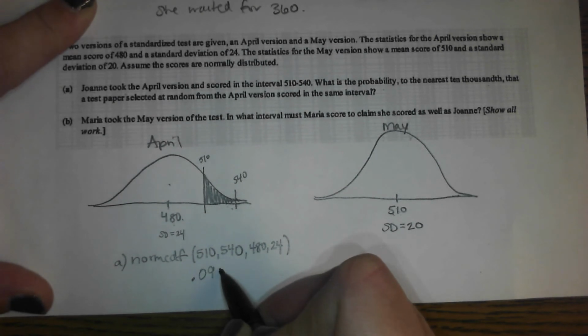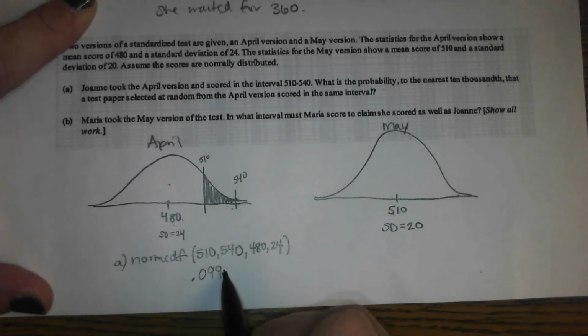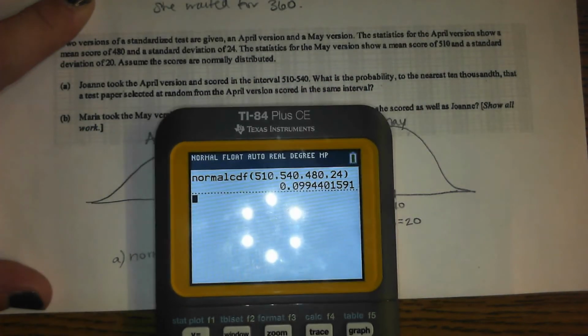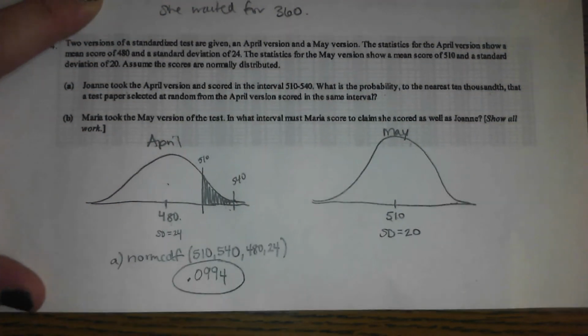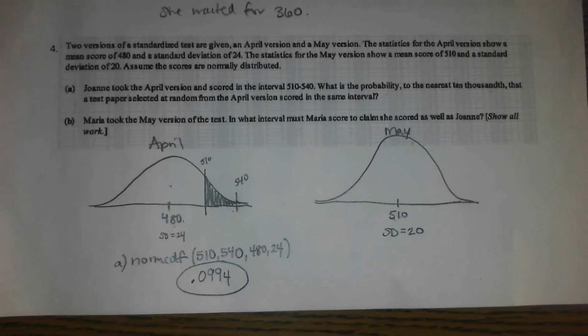0.0994, 9, tenths, hundredths, thousandths, 10,000ths. 0.0994 would be your probability to the nearest 10,000. Okay?